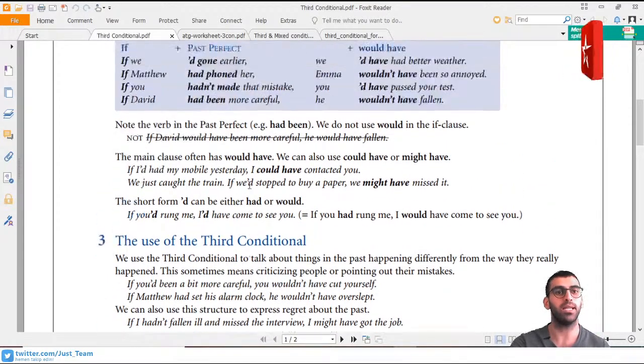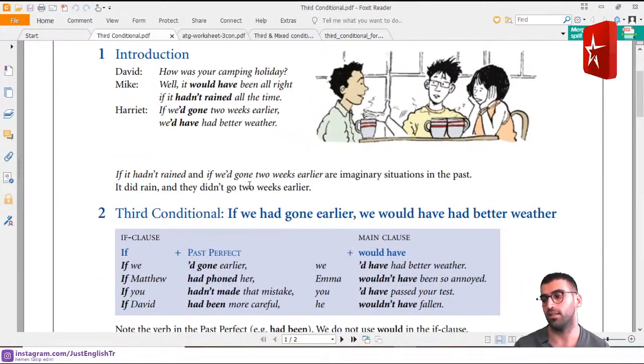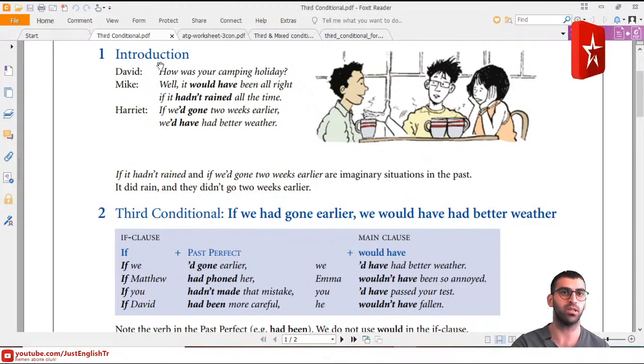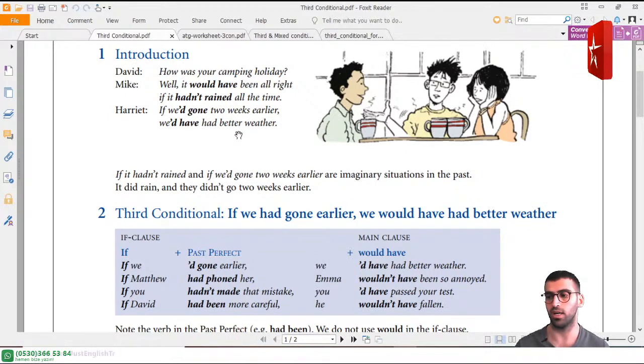All right, and I will show you how we can make it and which tenses we will use. As you paid attention to my sentence, I used past perfect and would plus have plus past participle. As you see from the introduction, for example, David, Mike, and Harriet are talking to each other. It's a kind of conversation. All right, so David asks, how was your camping holiday?